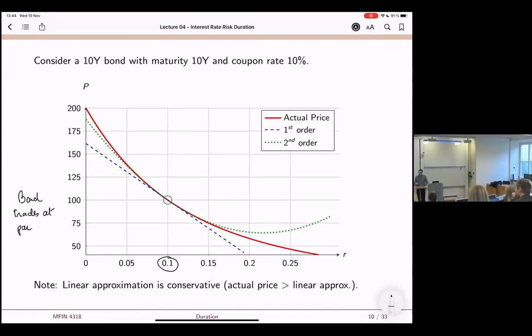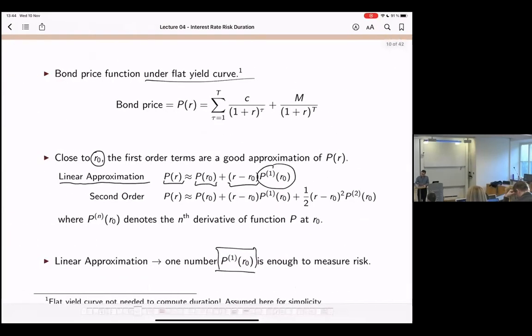It's not very surprising because the coupon of this bond is 10%. If the interest rate is 10%, we know that the bond should trade at par. Okay. Now, what you have here on the graph is in red the actual price function, right? So this is exactly what you get if you plot that function here.